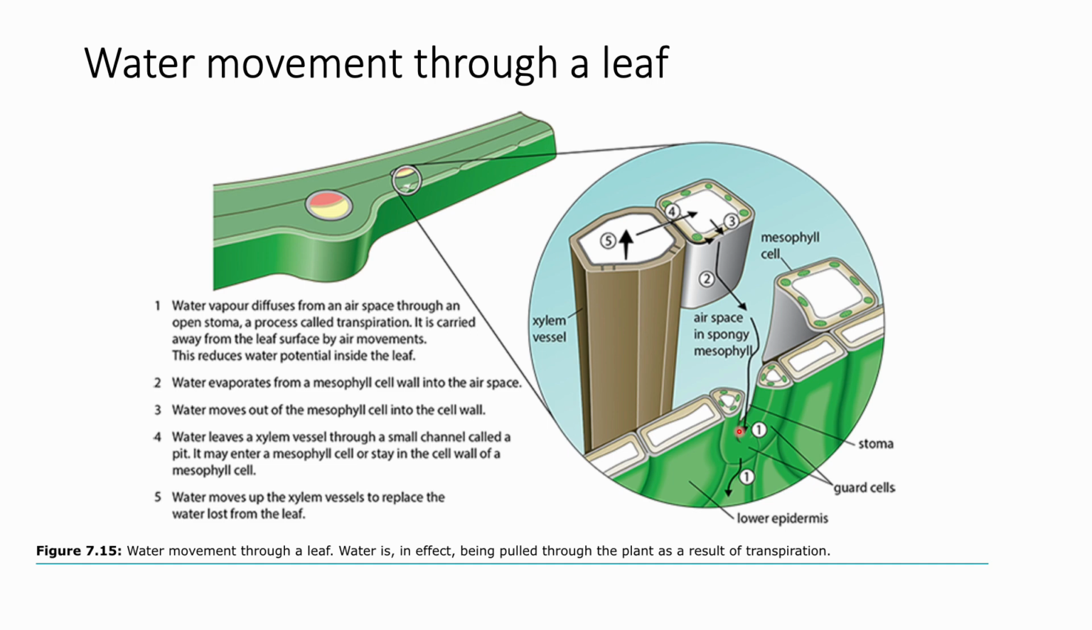Water evaporates from a mesophyll cell wall into air spaces. Water moves out of the mesophyll cell into the cell wall. Water leaves a xylem vessel through a small channel called a pit. It may enter a mesophyll cell or stay in the cell wall of a mesophyll cell. Water moves up the xylem vessels to replace the water lost in the leaf. We'll look at what the xylem vessel tissues are as well as the pits.